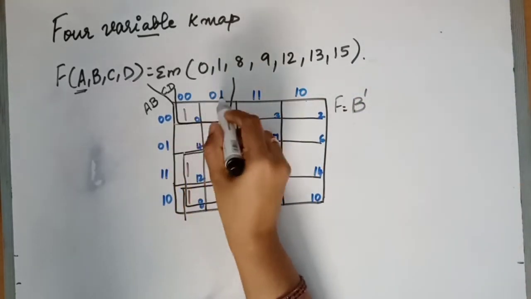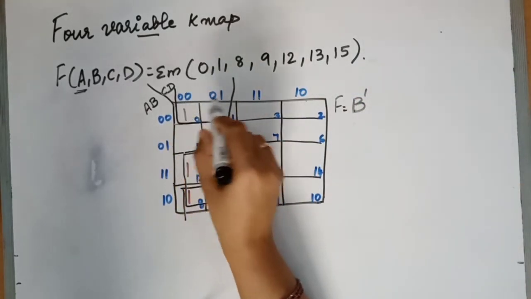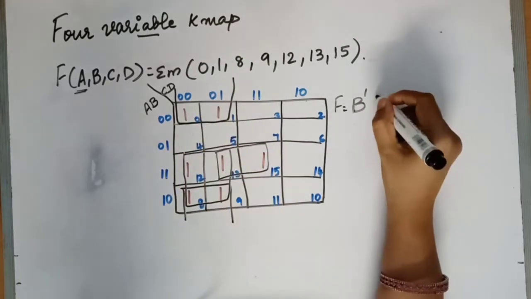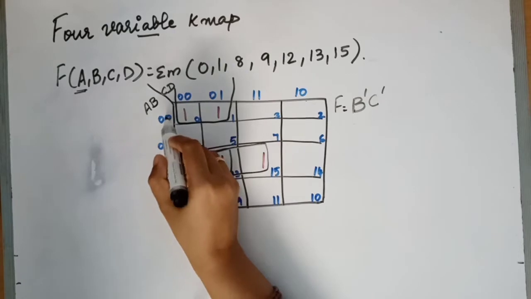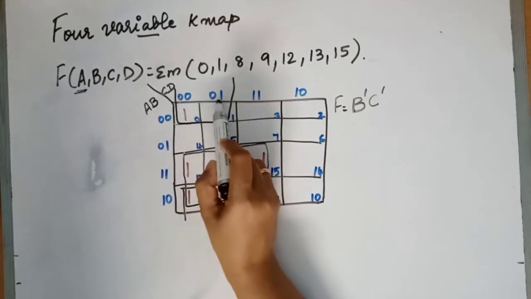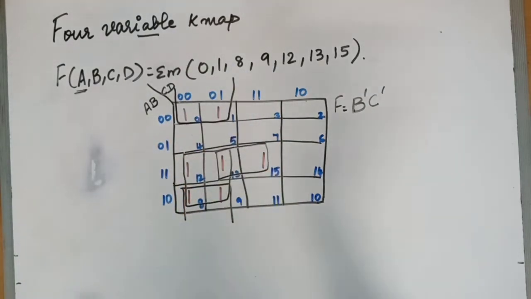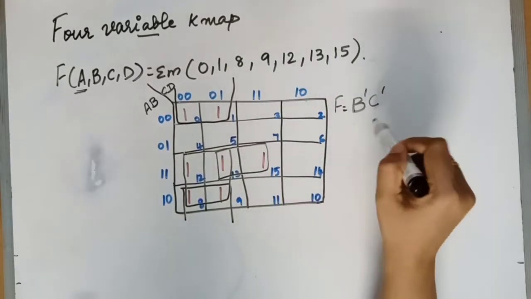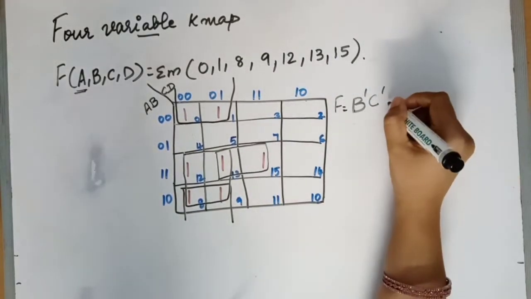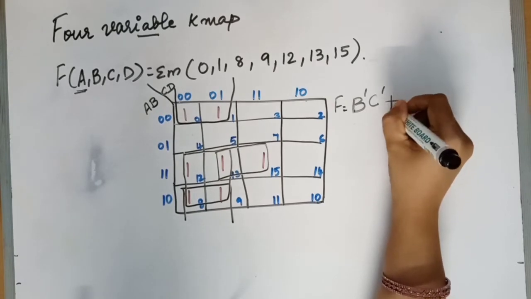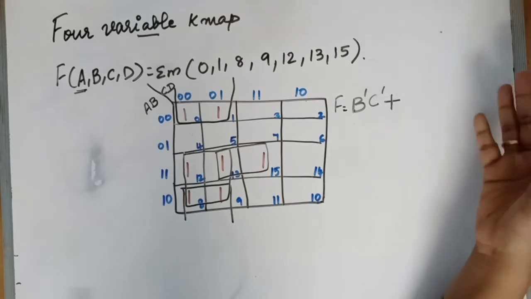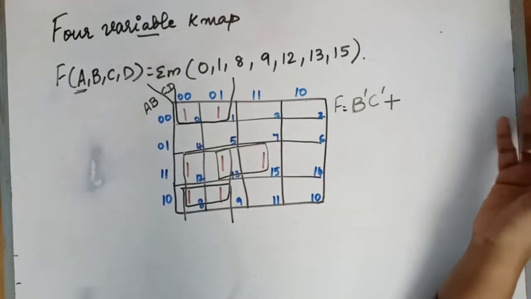Then what is common here? C is common. C bar. D is not common. So it is B bar, C bar. What is common for all the ones in a particular group? You will write it as a product. Then when you move on to the next group, you will put a plus sign. Then you will go to the next product, next minterm.